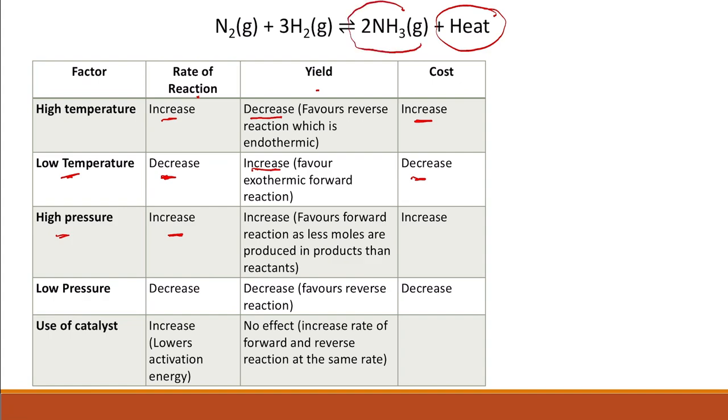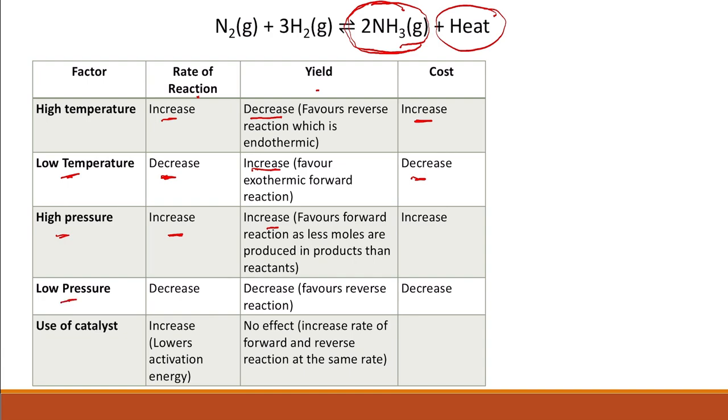as we can see, pressure increases the rate of the reaction, and the yield also will increase because increasing pressure will favor the side which has a lower number of moles, which is the side of the product, but the cost of the process will increase if we use very high pressure.